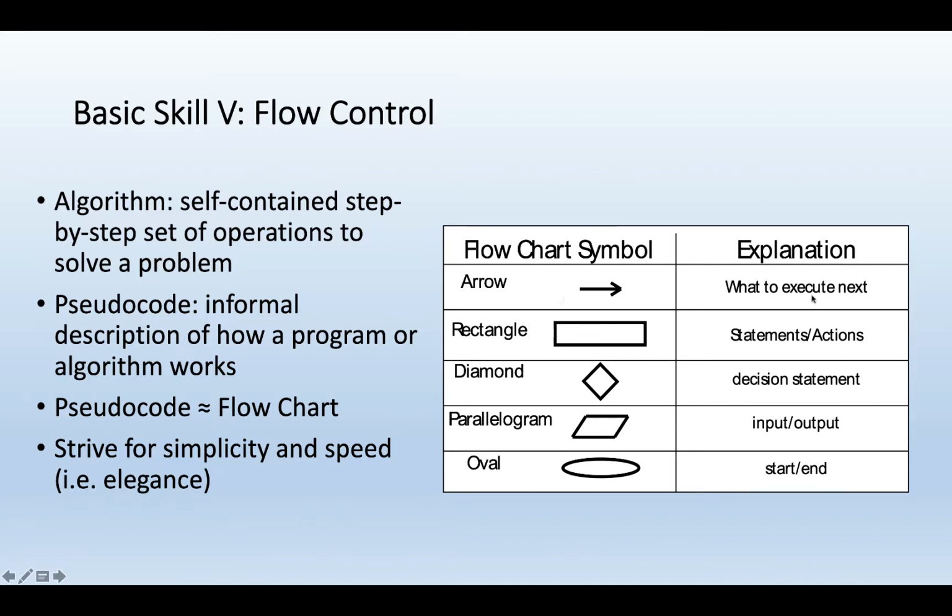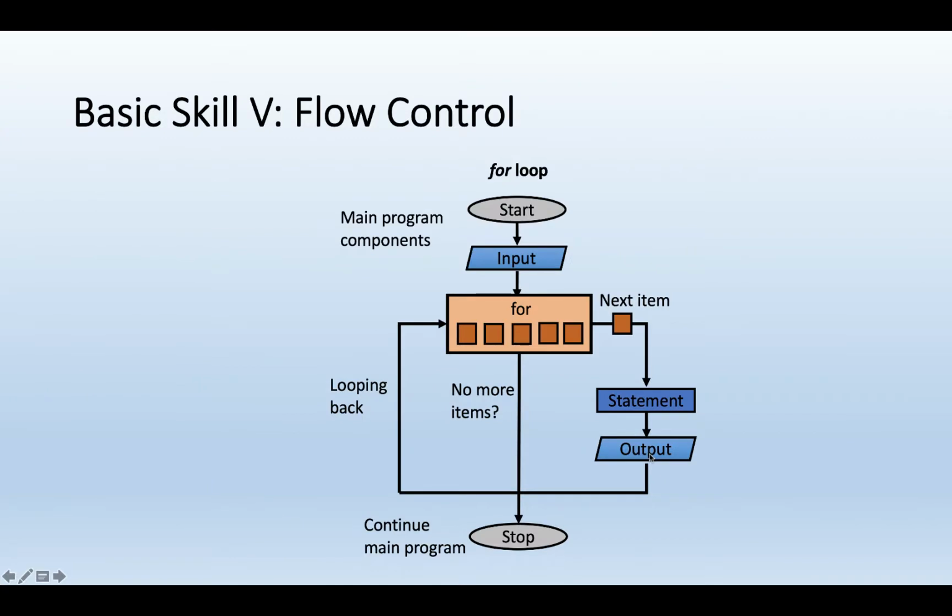So in this world, there are different symbols that represent different outcomes. The arrow is like what's to do next. The rectangle is for statements and actions. The diamond's for decision-making statements. The parallelogram is for input-output. And the oval is for start and end. So if we were to diagram a loop, it would look something like this.